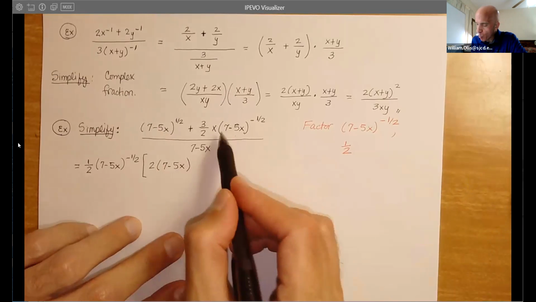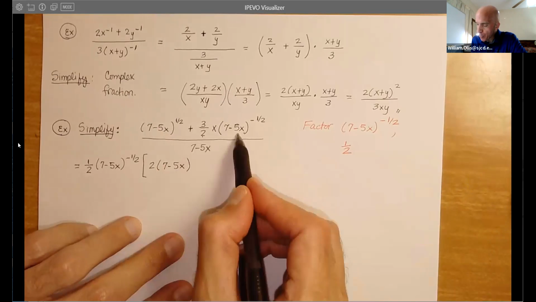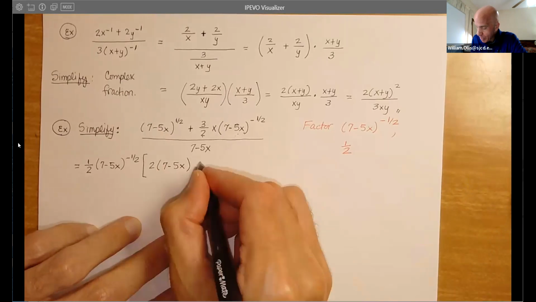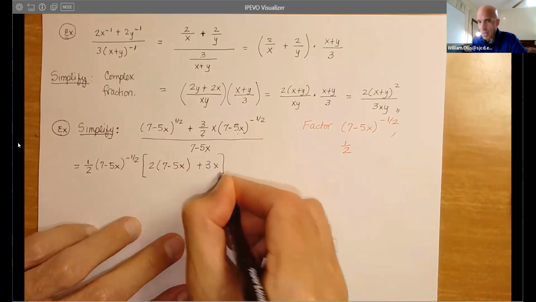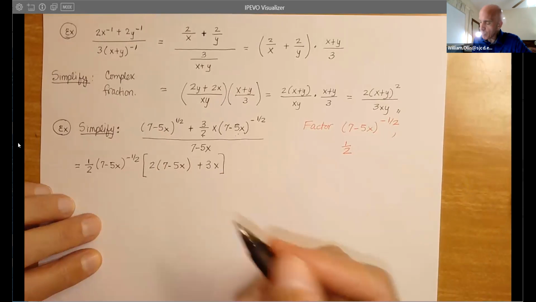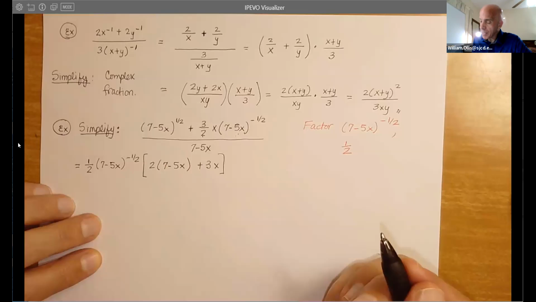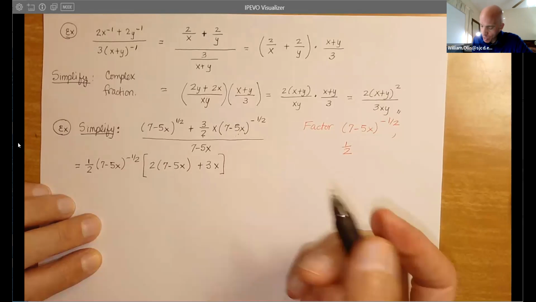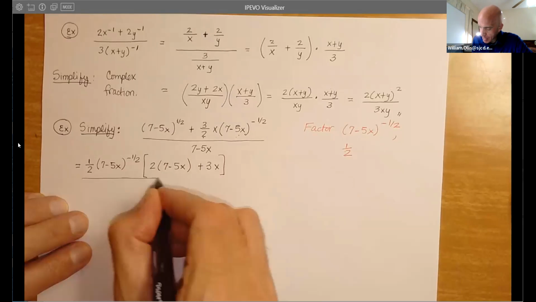Okay, well, we got the 1/2 and the negative power, but the 3 and the x stay behind. So we get that. So that's the hard part of the problem. So again, this is the same technique we did before, but now since we've done it before, we know what to expect. And then of course downstairs, don't forget about the 7 minus 5x.